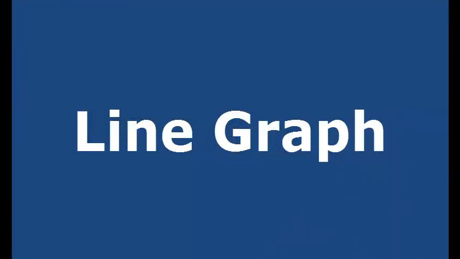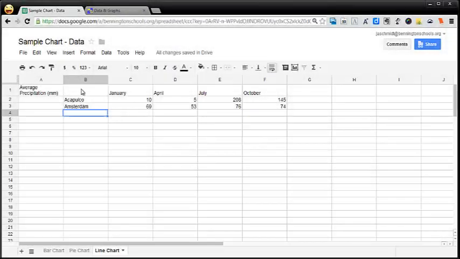Finally, a line chart is going to show us changes over time. So I have my information inputted right here. I have my average precipitation in millimeters. That's what all of these are. I've got January, April, July, and October in Acapulco and Amsterdam.